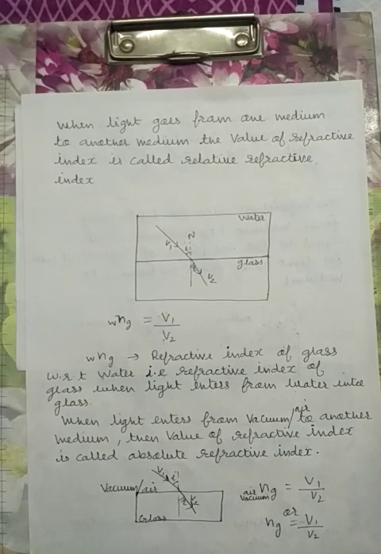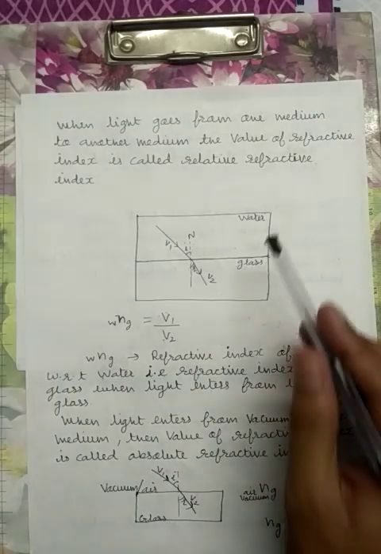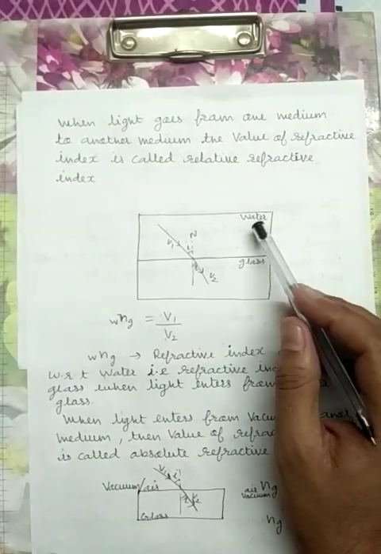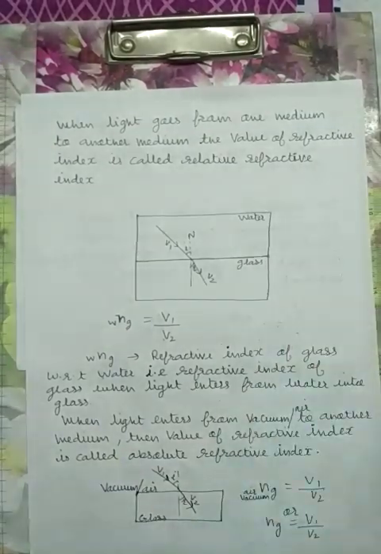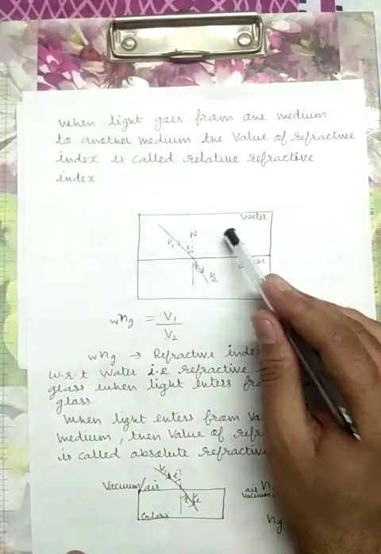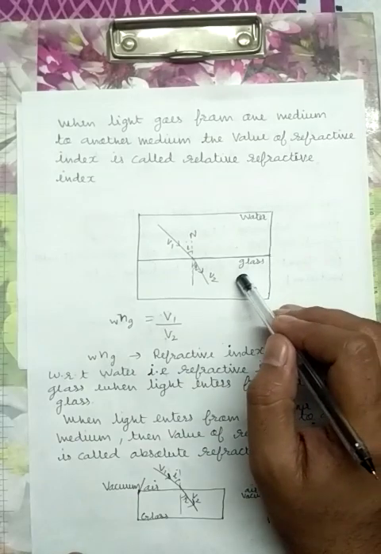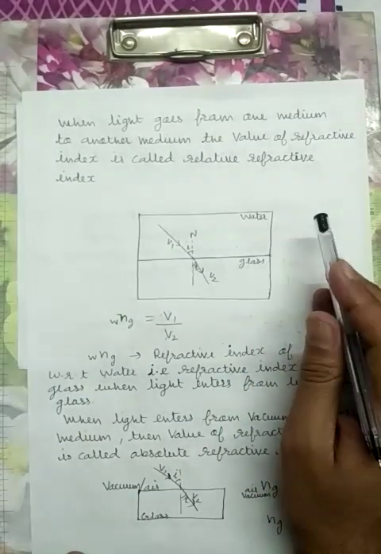Now, so far we have considered the situation when light passes from air into glass or air into water. Here we have a situation where light is passing from water into glass. So when light goes from one medium to another medium, the value of refractive index is called the relative refractive index. If light passes from air into another medium, then the refractive index is known as the absolute refractive index.